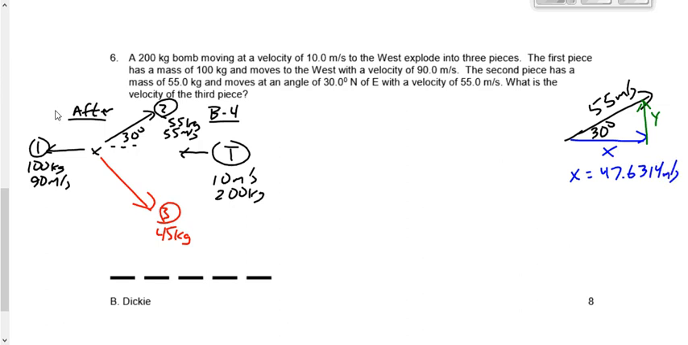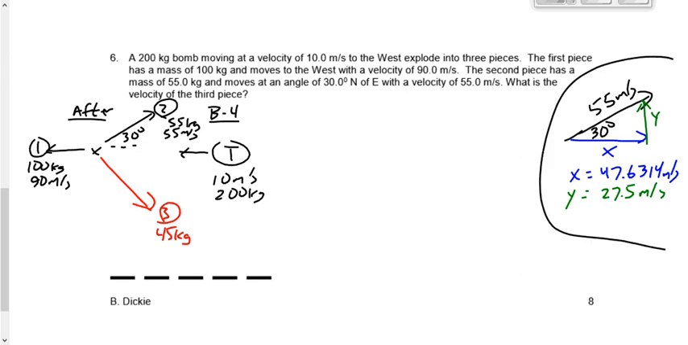And the Y component, Erica, which side of the triangle is this, the Y component? Opposite, adjacent, or hypotenuse? Yeah, so we're going to use the sine function this time. It's going to be 55 sine 30, which gives me 27.5 meters per second. And then I box this off, just to make it different, right? To make it look a little bit different. And then I'm going to go back to my X and Y components here.